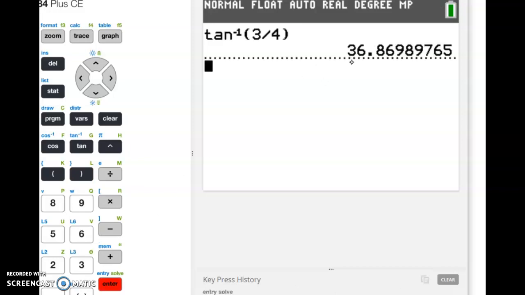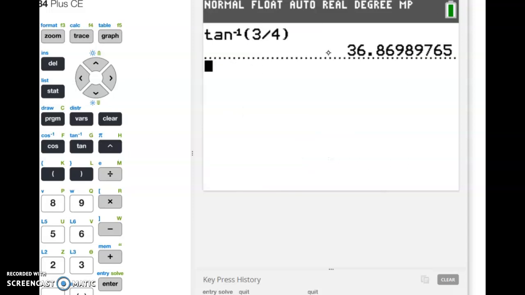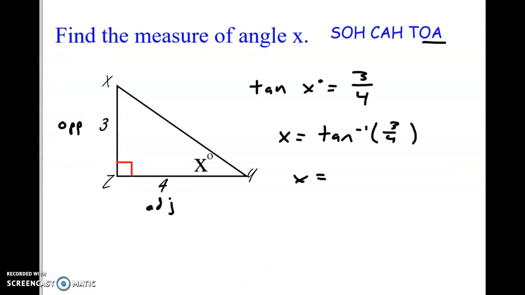Okay, and if you don't get what you see here, check the mode. There's a mode button. It's not showing up on my screen here, but if you hit mode, make sure that it is in degrees and not radians. All right, so this is telling us it should be about, let's call it about like 37 degrees. So going back to the problem, this gives us about 37 degrees for angle x.